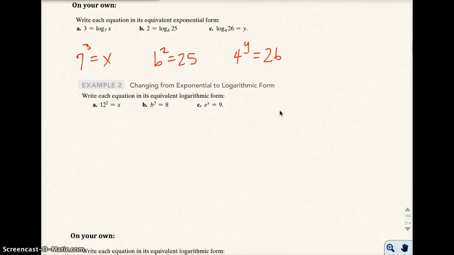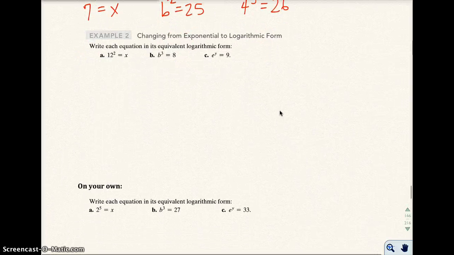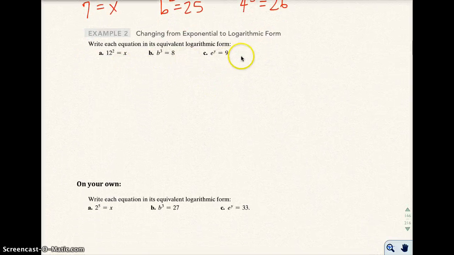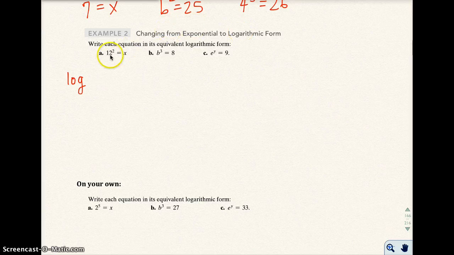If we are given the exponential form, which is right, these are all exponential form, can you go and give the logarithmic form? So we're going to go ahead and write that out. So we have log, and the base in this case is 12, that goes down here in the subscript. And the exponent is 2, so it's going to equal 2, and then the x is going to be right here.